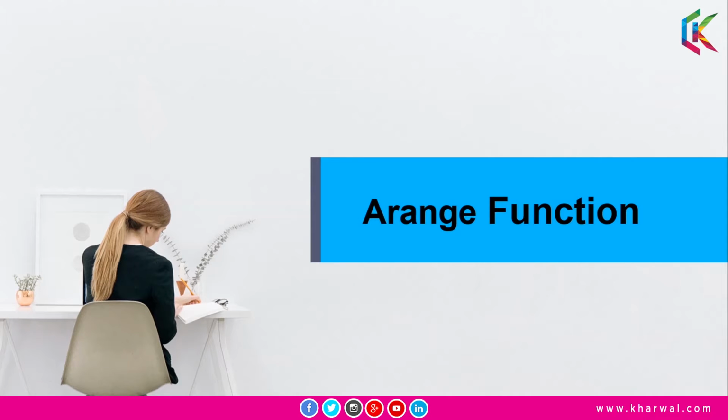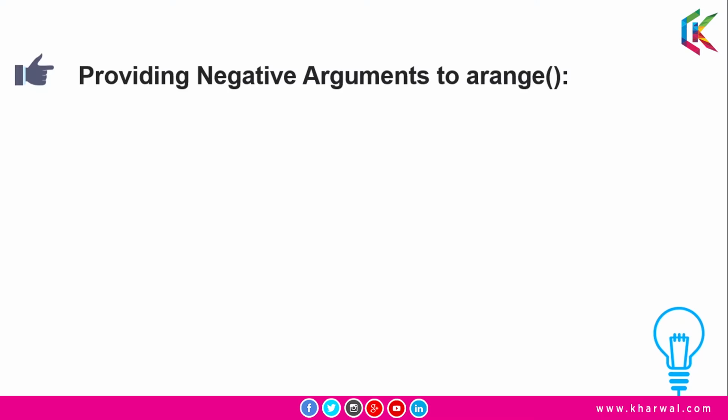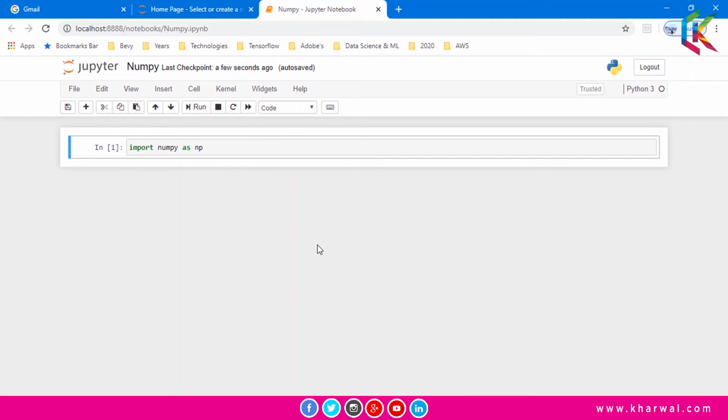So guys, let's go ahead and discuss more functionalities of the arange function. What would happen if we provide negative arguments to the arange function? Let me open up the Jupyter notebook and I will show you more functionalities of the arange function there. If we provide negative values for both start and stop and a positive value for step size, then the arange function will work the same way as with all positive arguments.